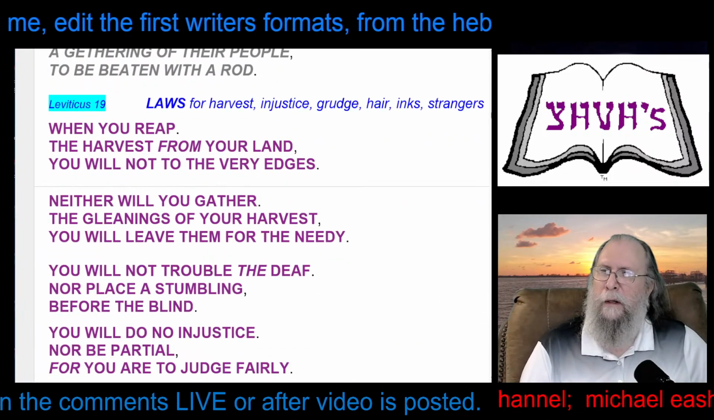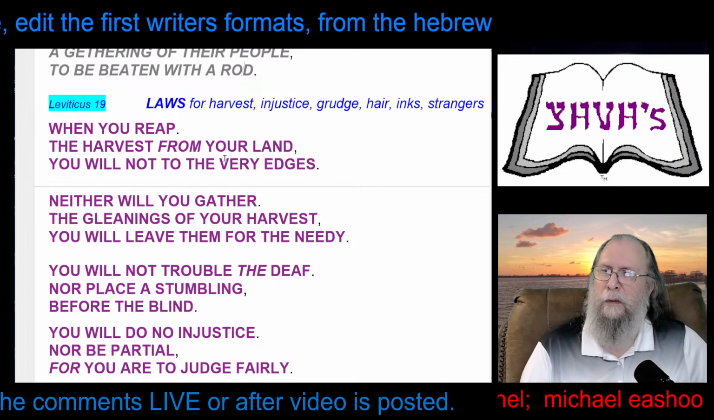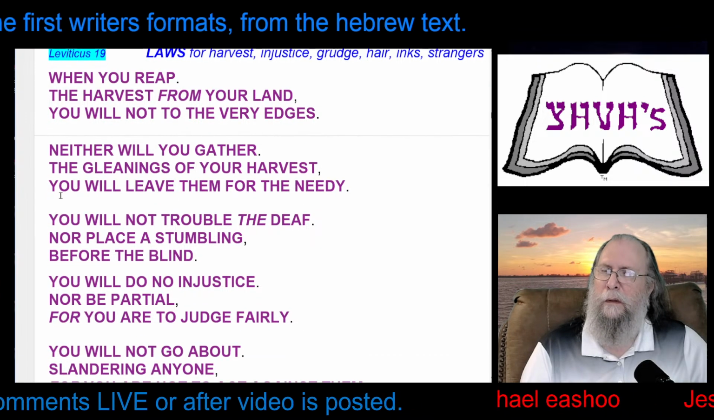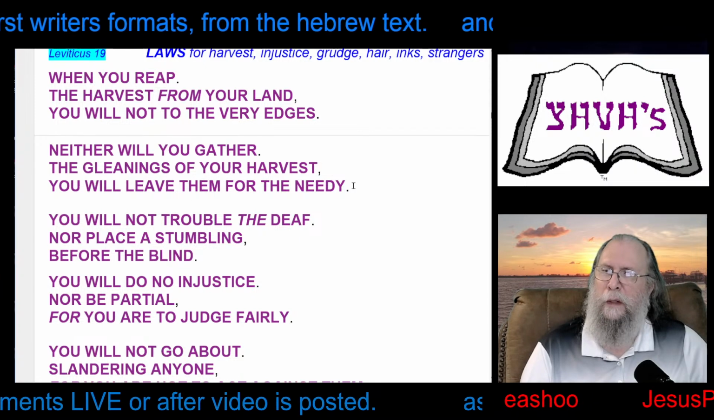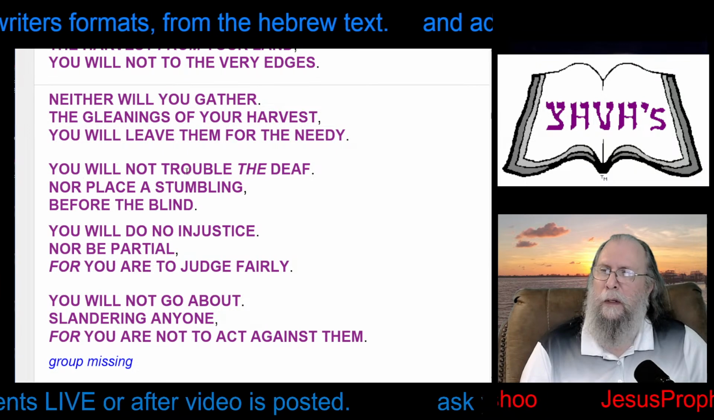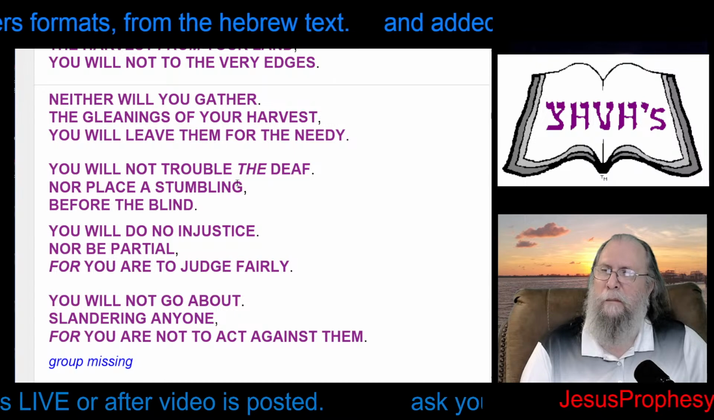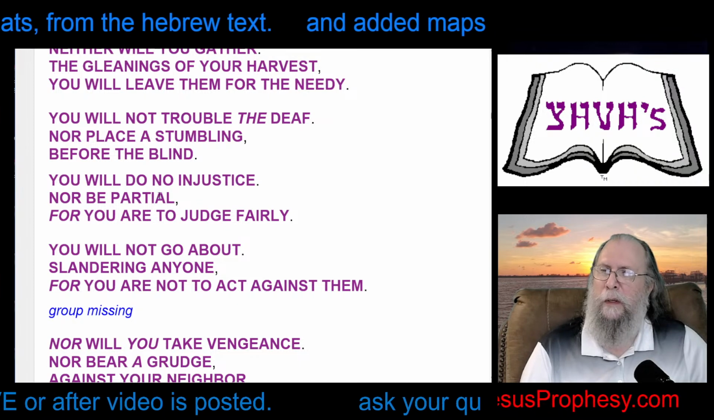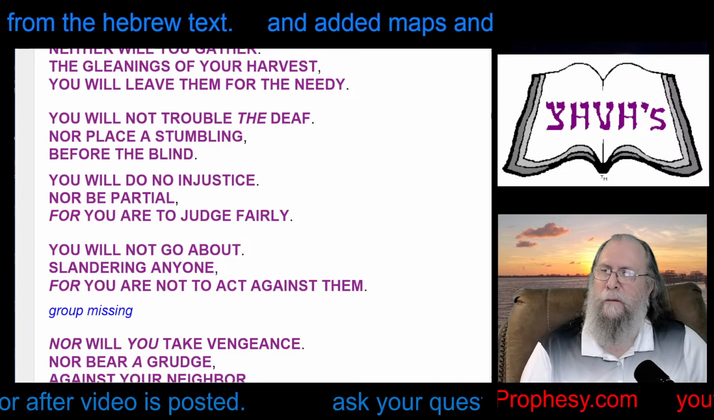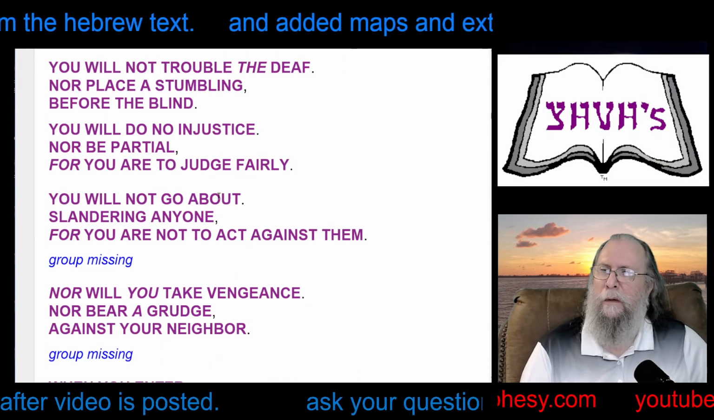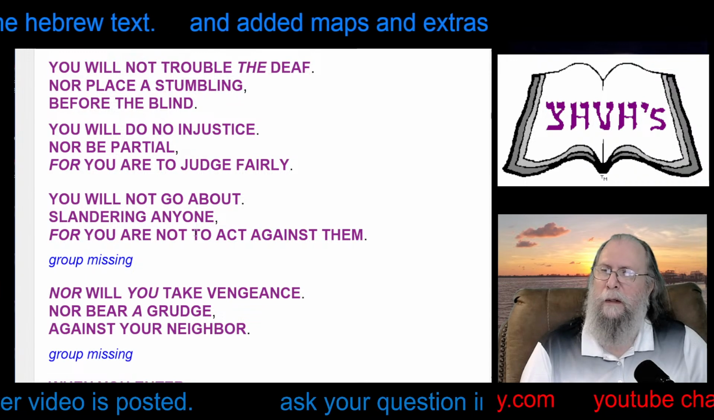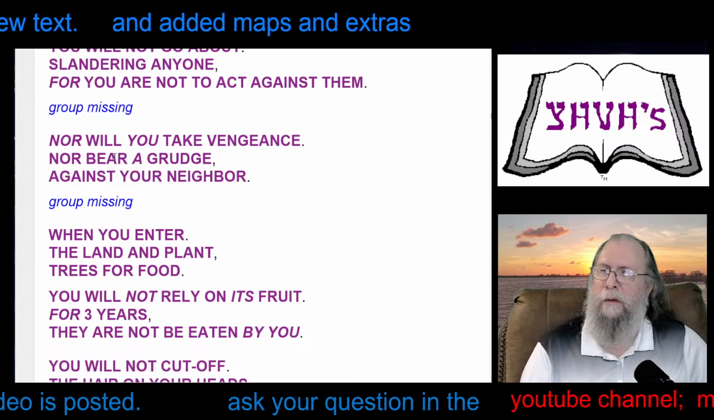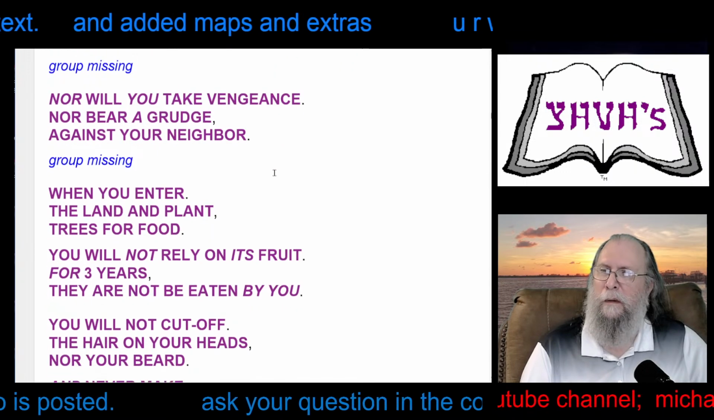Okay, and when you reap the harvest from your land, you will not reap to the very edges. Neither will you gather the gleanings of your harvest. You will leave them for the needy, and you will not trouble the deaf, nor place a stumbling block before the blind. You will do no injustice, nor be partial, for you are to judge fairly. You will not go about slandering anyone, for you are not to act against them. Nor will you take vengeance, nor bear a grudge against your neighbor.